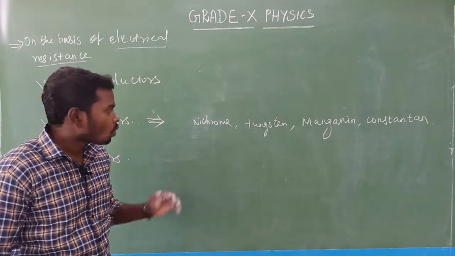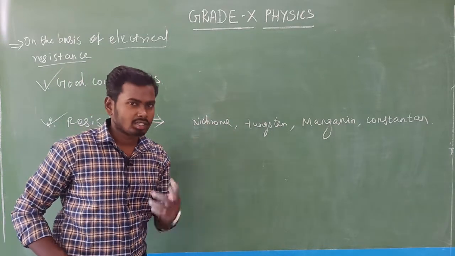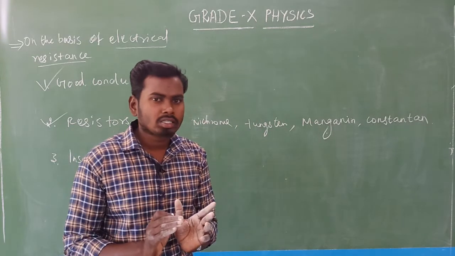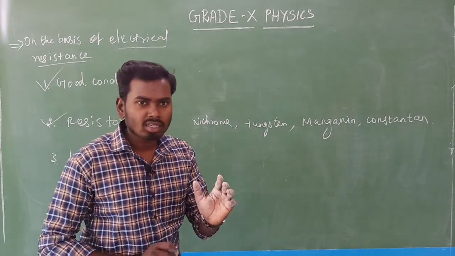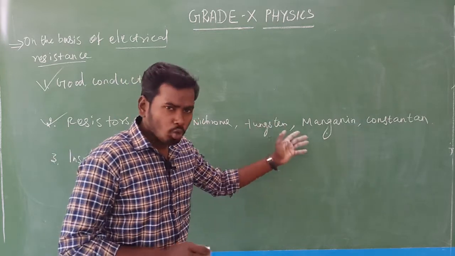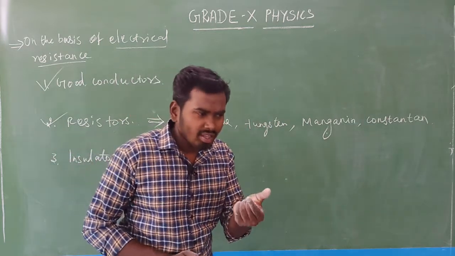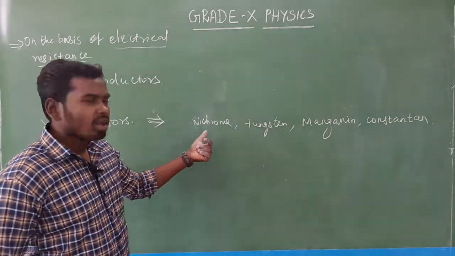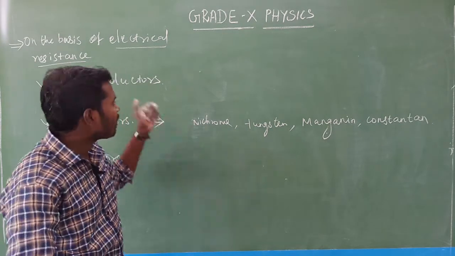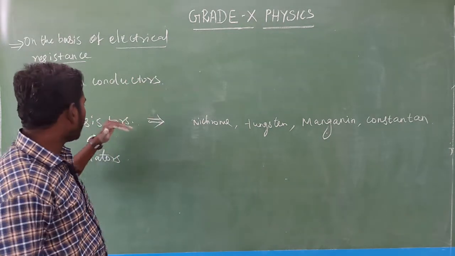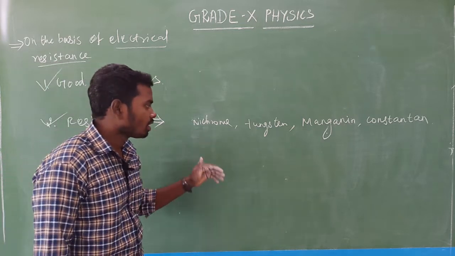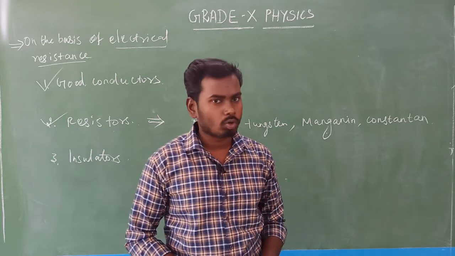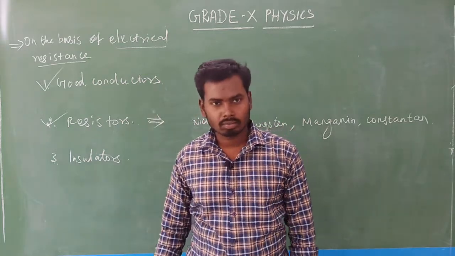So why, sir, are only a few things under the category of resistors? Because they are also conductors. Note this point. They are also conductors, but not very good ones. They allow the current to pass through them, but a very little amount. Why? Because they have high resistance compared to good conductors. That is the reason why resistors allow the current in a minimum amount, compared to these good conductors.